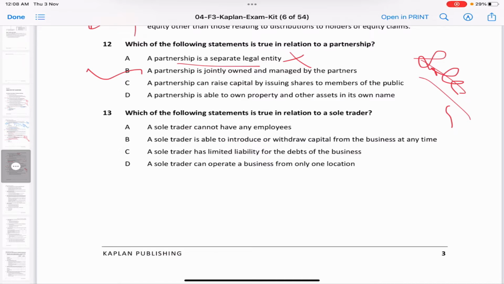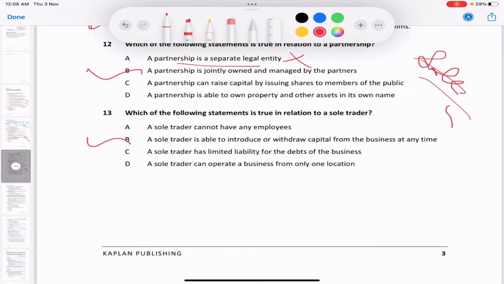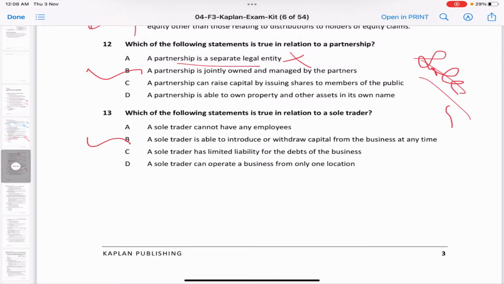Okay, the 13th question. Which of the following statements is true in relation to a sole trader? A sole trader cannot have any employees. A sole trader is able to introduce or withdraw capital anytime. A sole trader has limited liability. A sole trader can operate a business from only one location. So, what is the answer? The answer is obviously B, right? That a sole trader can do drawings and he can withdraw or add capital anytime he wants to, because he is the one and only owner of the company.